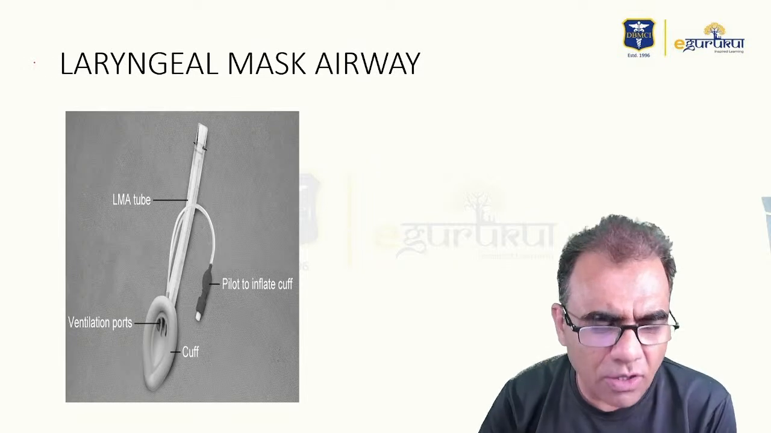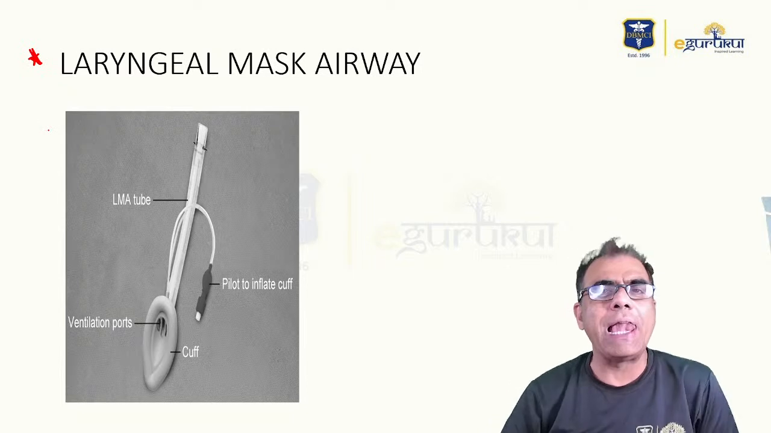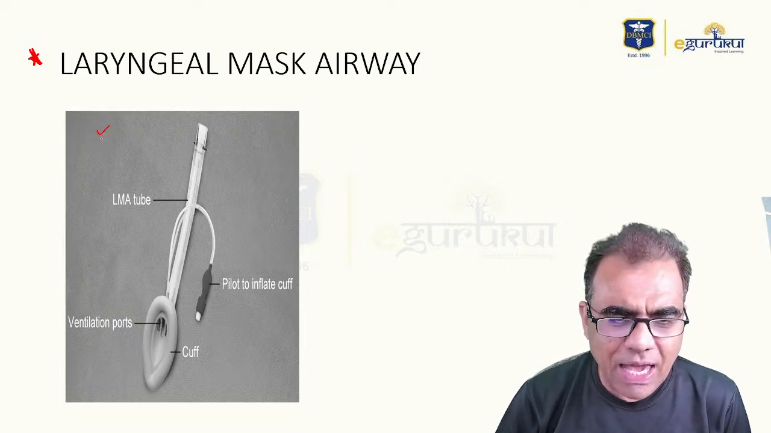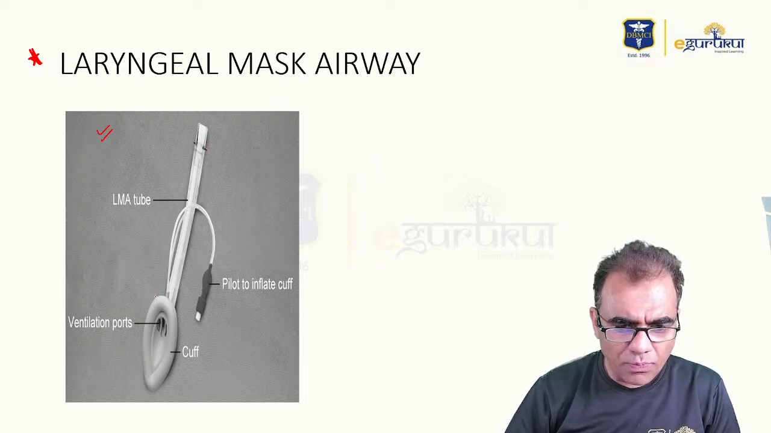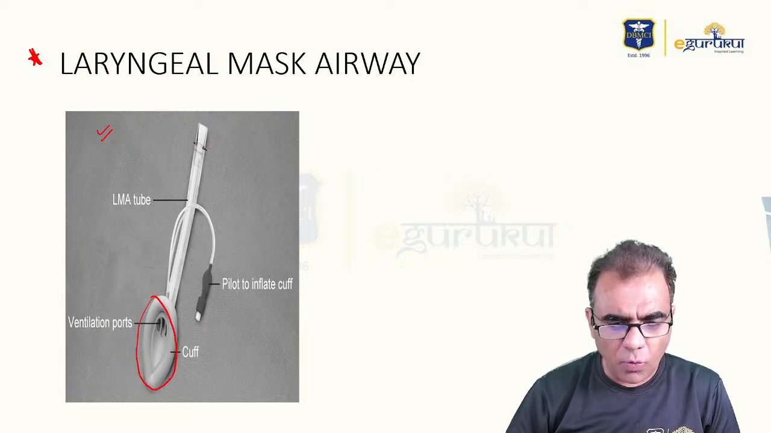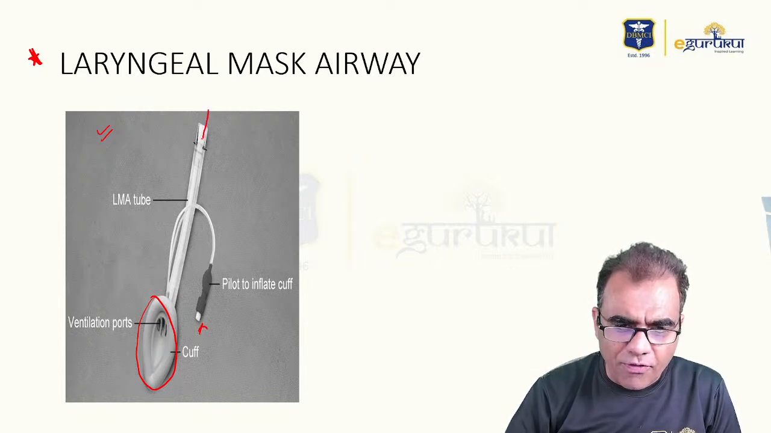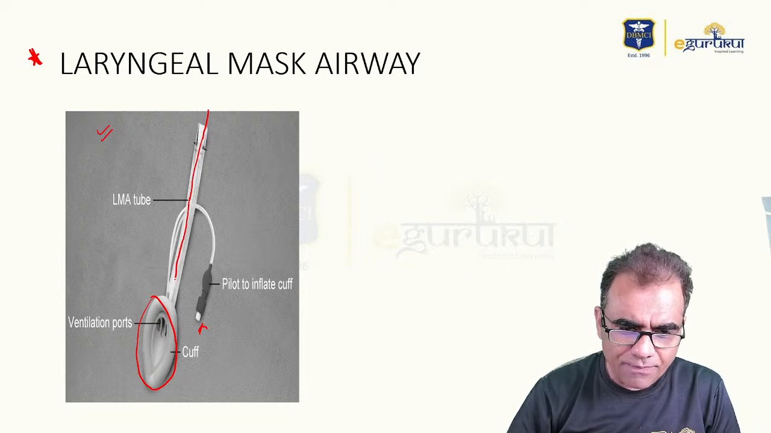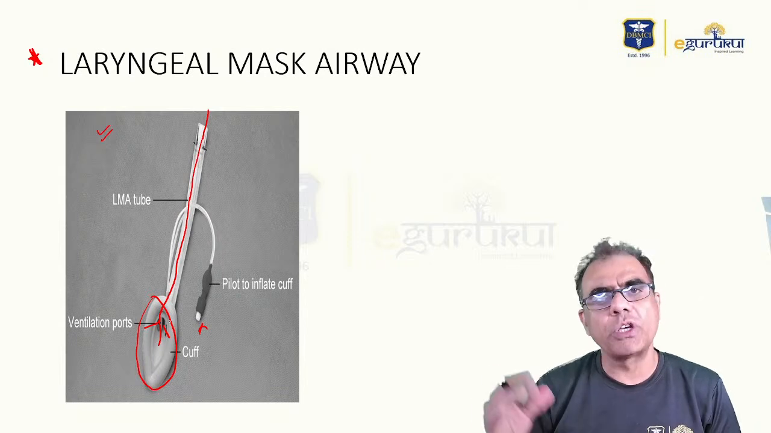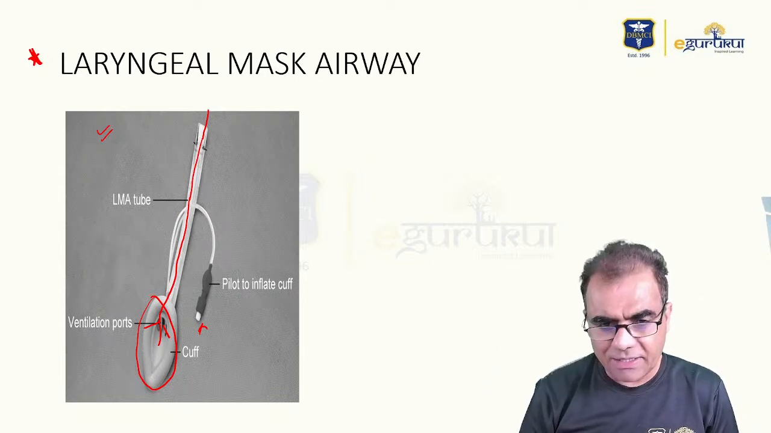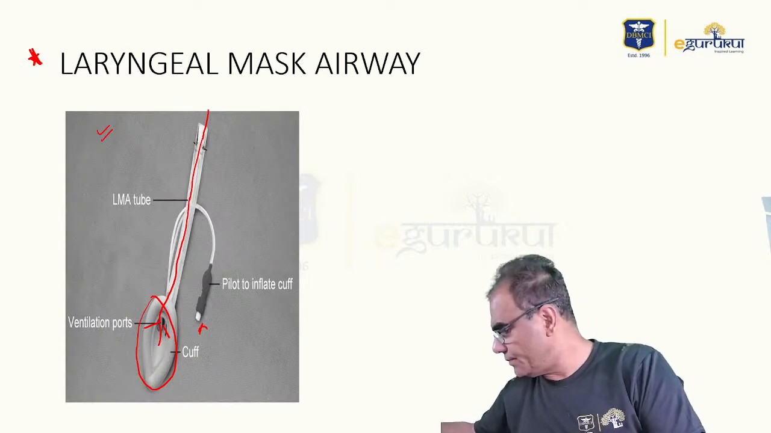A very important device on which there is maximum chance to get a question is the laryngeal mask airway, LMA. So the laryngeal mask airway is a device like that. You can see this tube. There is a large cuff which can be inflated with a large volume of air. And when you ventilate through this tube, can you see these ventilation holes? Through these ventilation holes, air has no option but to reach the larynx. So how it works? I'll show you also.